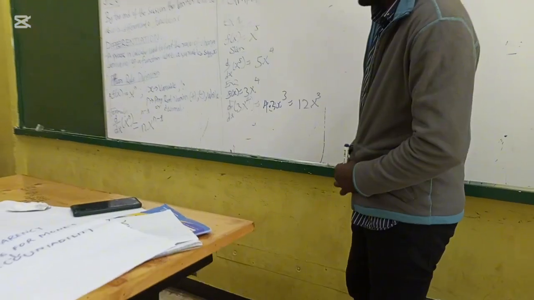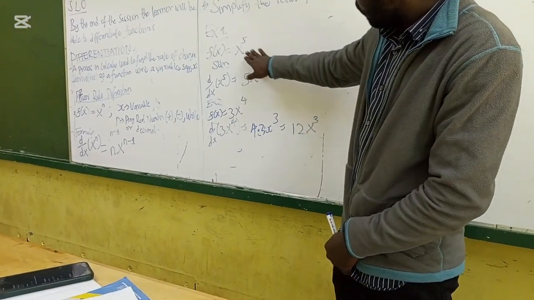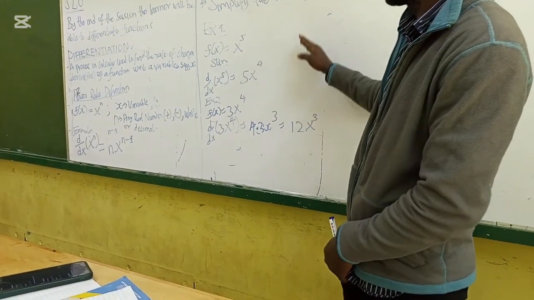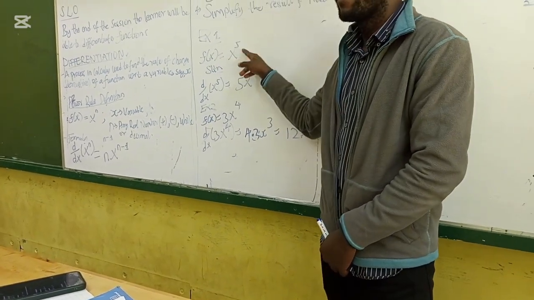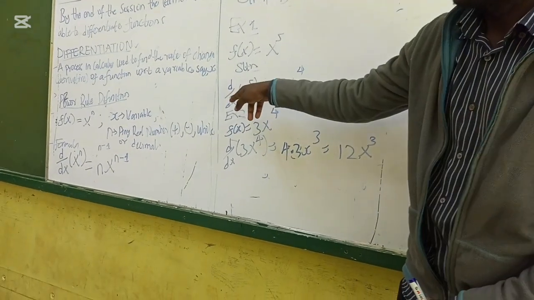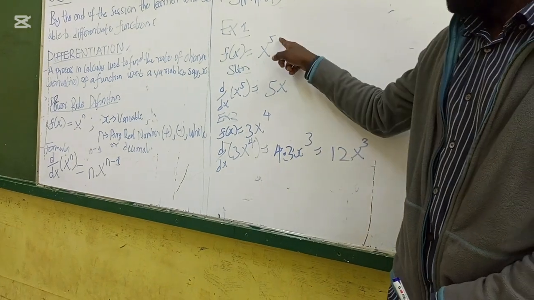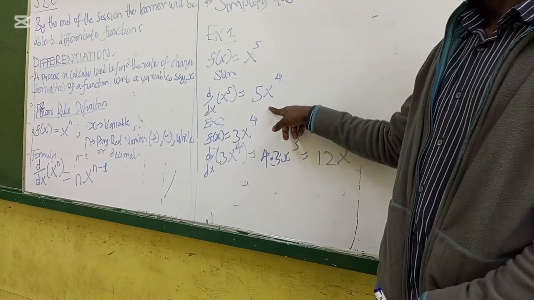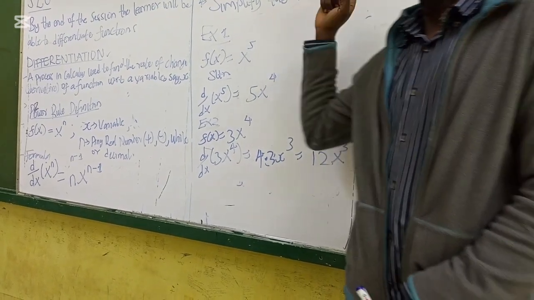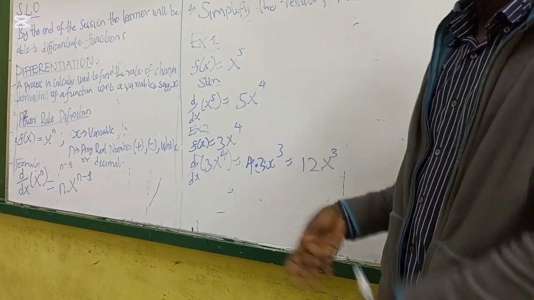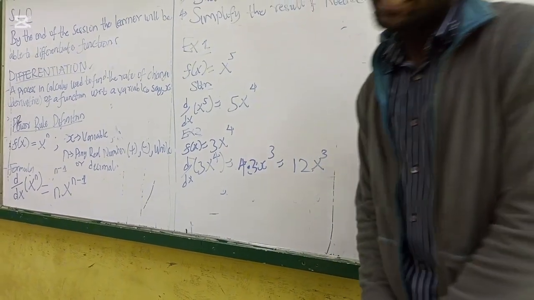Okay. So like I said earlier, given a function of x is equal to x raised to power 5. The first step is to identify our exponent, the power. You identify the power. So our power here is 5, isn't it? Bring it down as a coefficient. So if you bring 5 down here, it will be 5x. And then the power, which was 5, you subtract 1. So our answer will be 5x raised to power 4. As simple as such. Are we together?